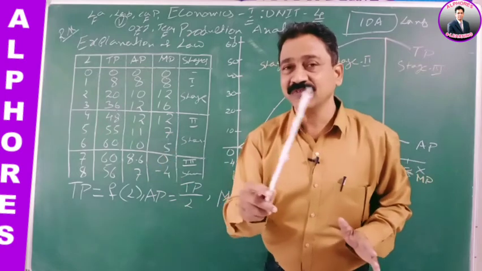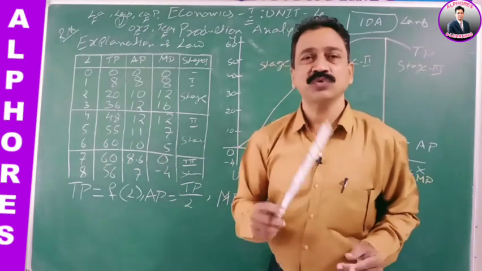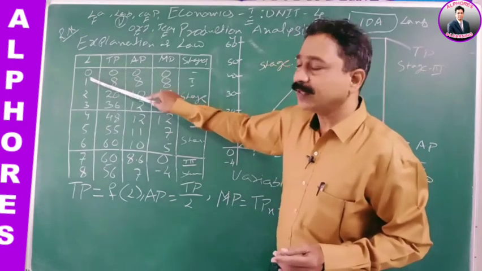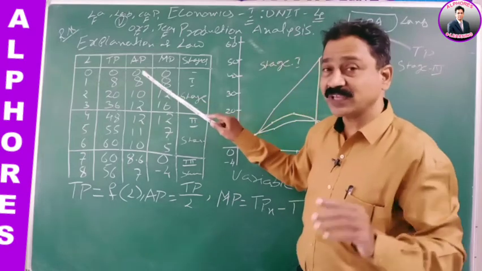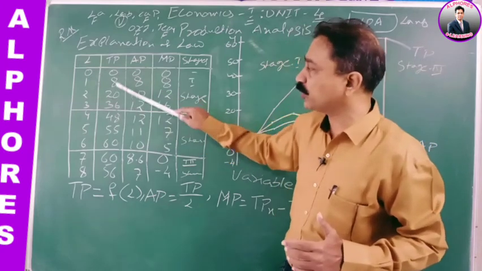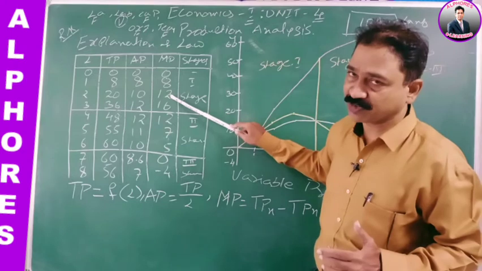This is the skill of an organizer, and you are the organizer. You are so skillful and so clever. You first started cultivating that land with one labor, and you saw there is more potential. You appointed one more labor and total productivity increased. AP also increased, MP, marginal productivity, also increased.